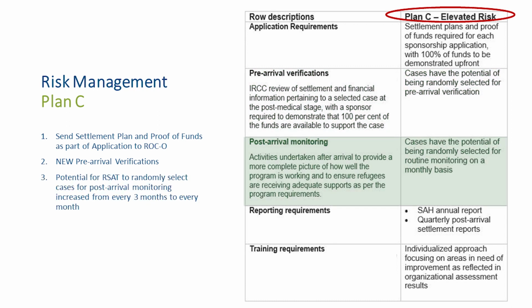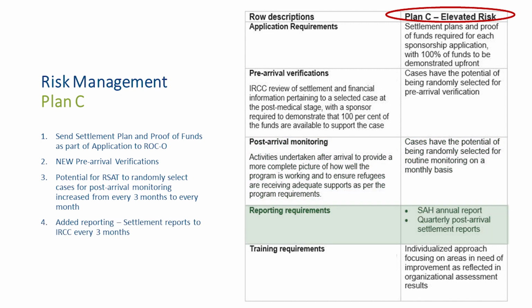The other major change for SARs in Risk Management Plan C is the frequency at which your cases are monitored by ISCC will change. So at the moment, your cases have the potential of being randomly selected every 3 months for monitoring. That frequency will change. So instead of it being 3 months, that frequency will change to every month. It's not necessarily the case that you will be monitored every month. It's just that there is the potential for RSAT to randomly select your cases for post-arrival monitoring activities on a monthly basis, as opposed to now when they do it every 3 months.